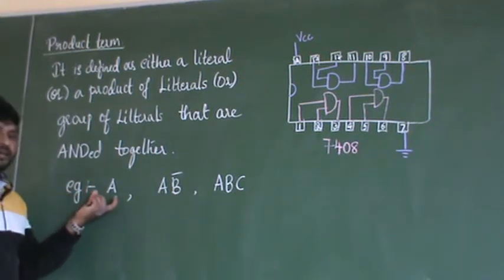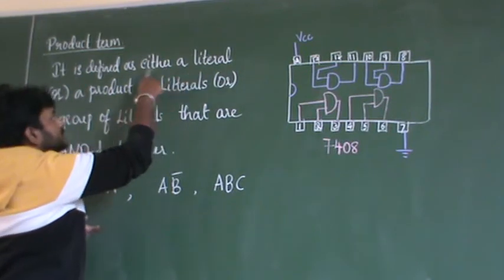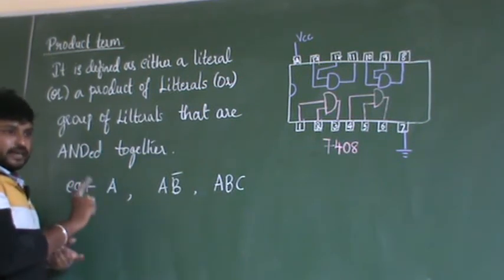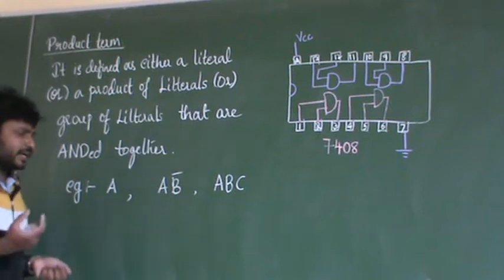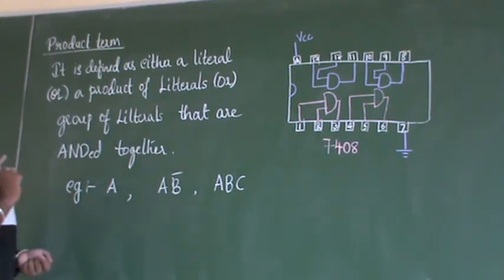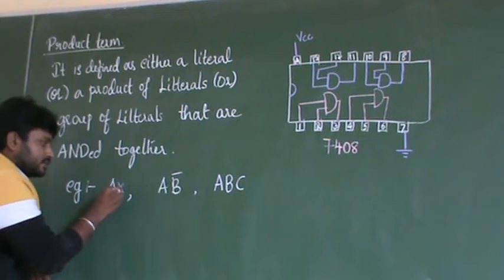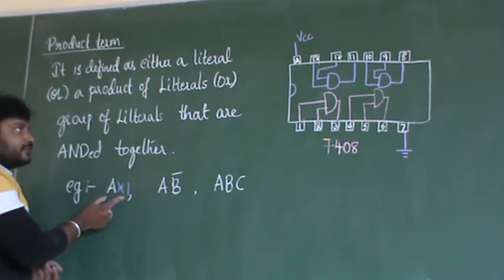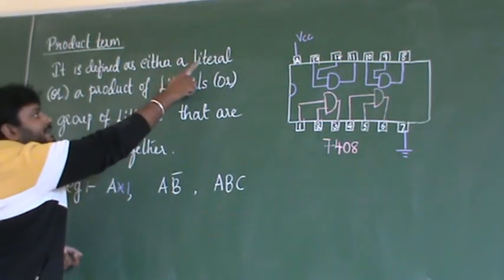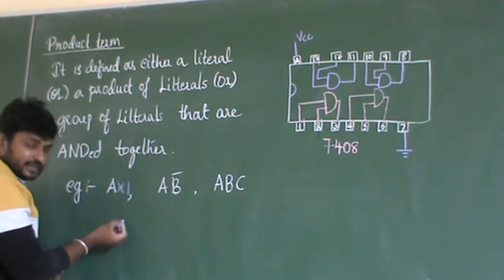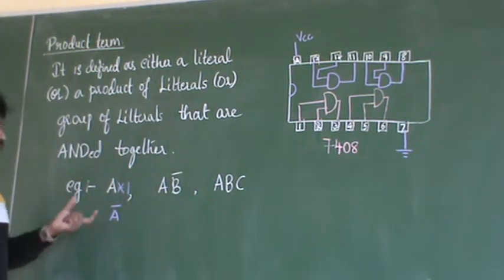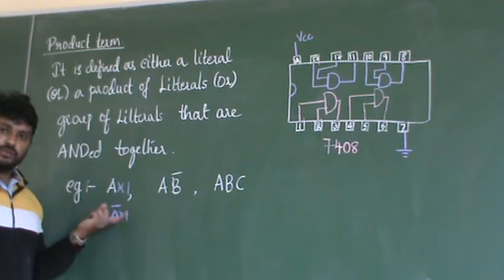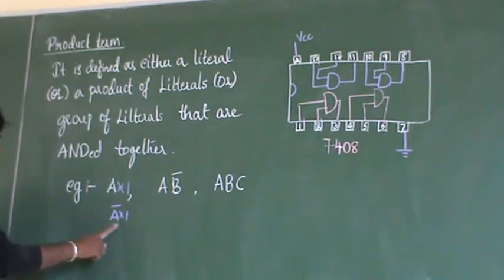So the examples are A. According to the first definition, it is either a literal. This is just a literal, only one literal in the uncomplemented form. So how can I call a single variable a product term? Because if I multiply this with 1, it is called a product term. So they are telling us it is defined as either a literal. Another example would be A bar. This is also a product term because you can multiply A bar with 1, and it is the same as A bar only.